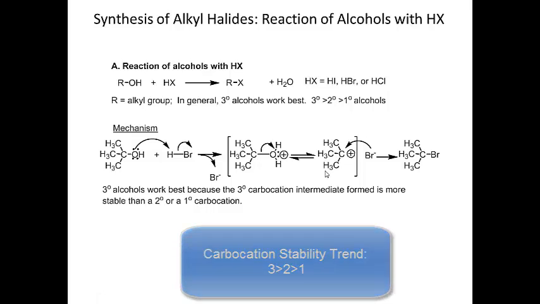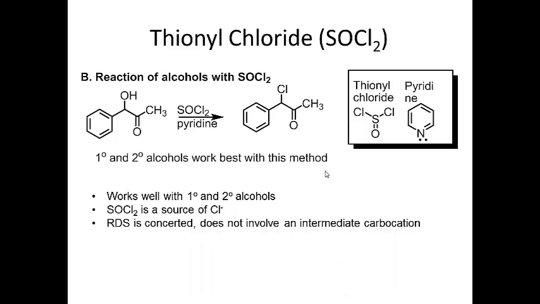So let's look at another reaction. This falls into that second category, type 2, where you do not have a carbocation intermediate that's formed. All right, so if you take an alcohol, primary or secondary, and react it with thionyl chloride, which is this compound shown here, in the presence of pyridine, this is pyridine here, that alcohol gets converted into a chloride, right? So the thionyl chloride is a source of chlorine, and the rate determining step is concerted for this particular mechanism.